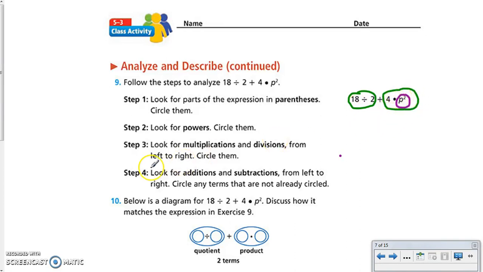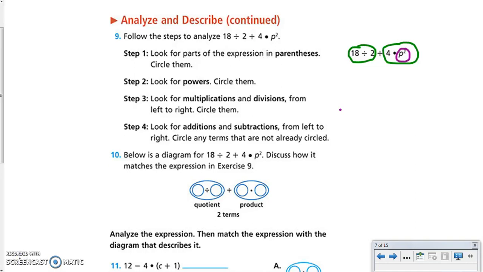Okay? Finally, step 4, we look for additions and subtractions from left to right and circle any terms that are not already circled. Well, remember, terms are things that are going to be added or subtracted. Well, I'm looking and I see an addition symbol, but again, I don't circle the addition symbol. I circle things that are not already circled. Well, this is already taken care of. That's a term. And this one is already taken care of. And that's a term. So there we are. We're done with analyzing one expression.